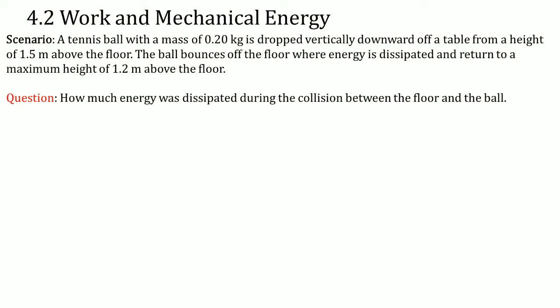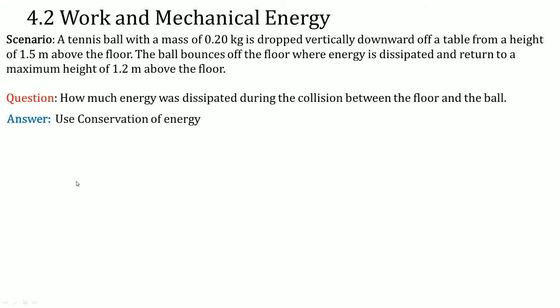Scenario. A tennis ball with a mass of 0.2 kilograms is dropped vertically downwards off a table from a height of 1.5 meters above the floor. The ball bounces off the floor where energy is dissipated and returned to a maximum height of 1.2 meters above the floor. Question. How much energy was dissipated during the collision between the floor and the ball?